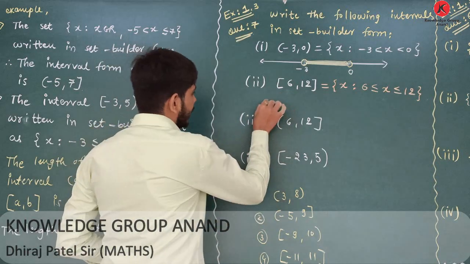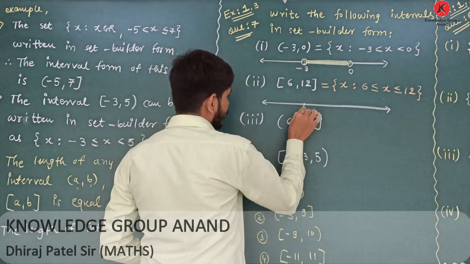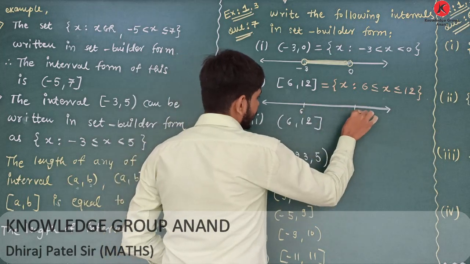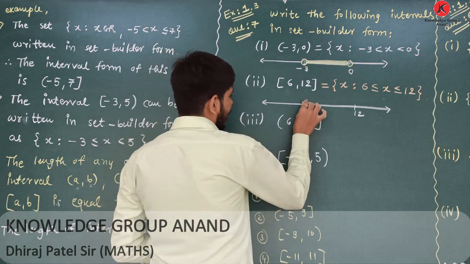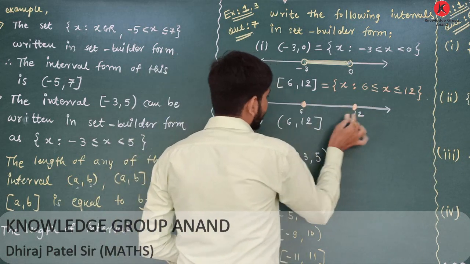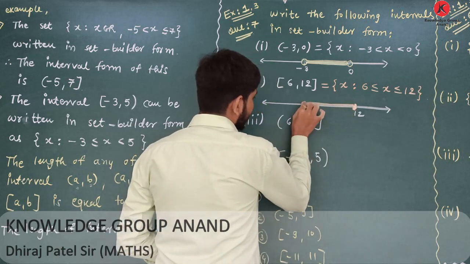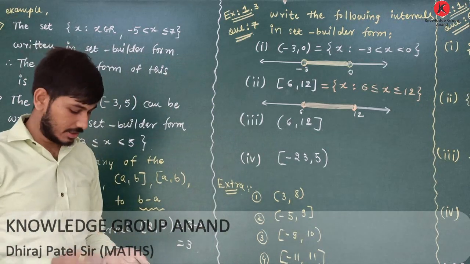On the number line we can represent these two numbers. Here 6 is there, suppose 12 is here. You have to include 6 as well as 12. Therefore, you have to put the dark circle here and all real numbers lie between them.